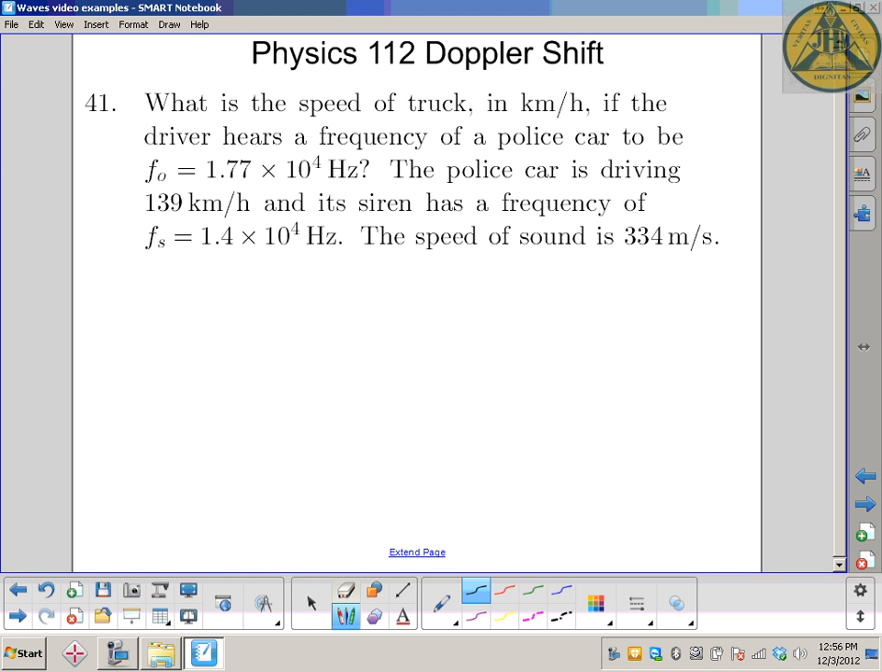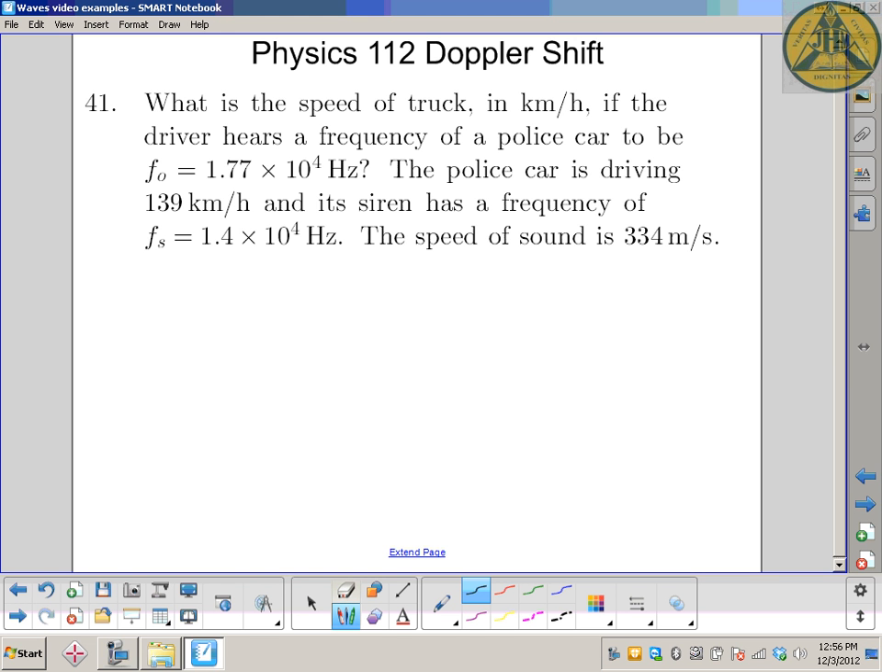What is the speed of a truck in kilometers an hour if the driver hears a frequency of a police car to be 1.77 times 10 to the 4 hertz? The police car is driving 139 kilometers an hour. Its siren has a frequency of 1.4 times 10 to the 4 hertz. The speed of sound is 334.